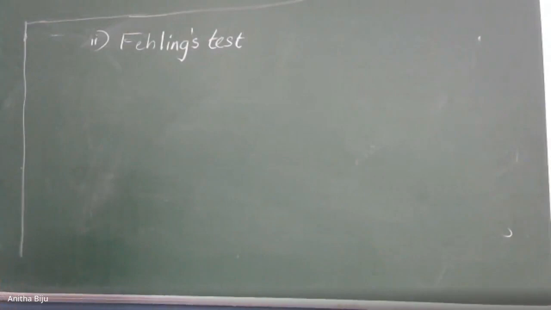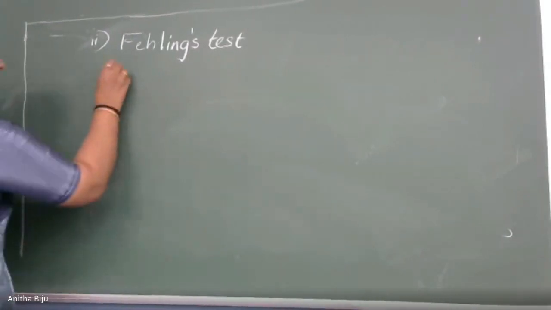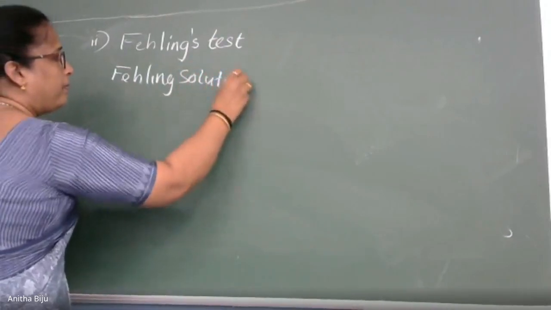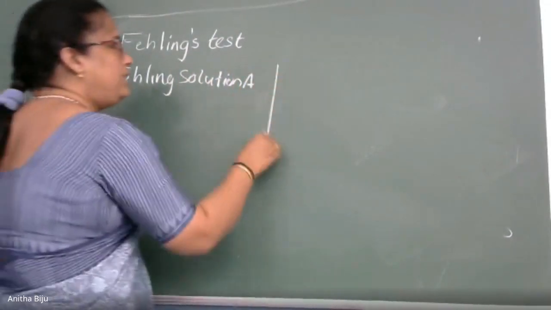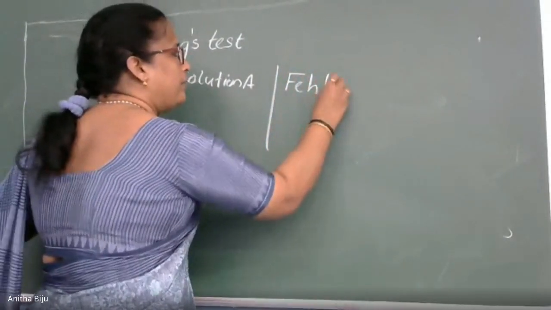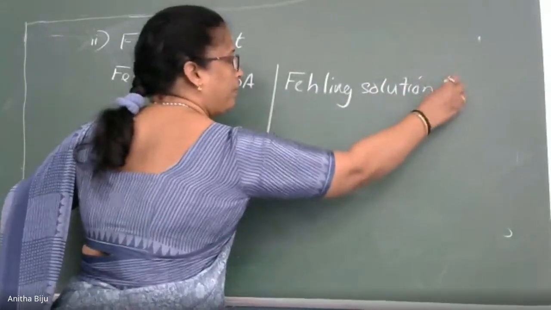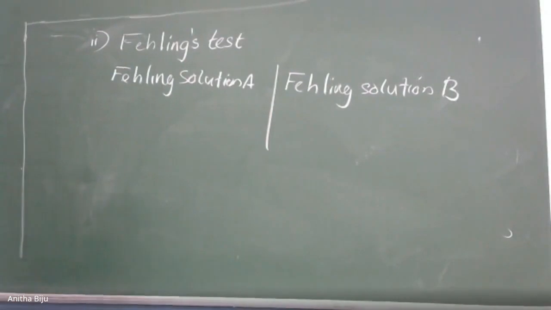Fehling's test. Okay, Fehling's test is performed with the help of Fehling solution. And what is Fehling solution? Fehling solution comprises two different solutions. First is called Fehling solution A, and the other is Fehling solution B. So these A and B combined together, we get the Fehling reagent.